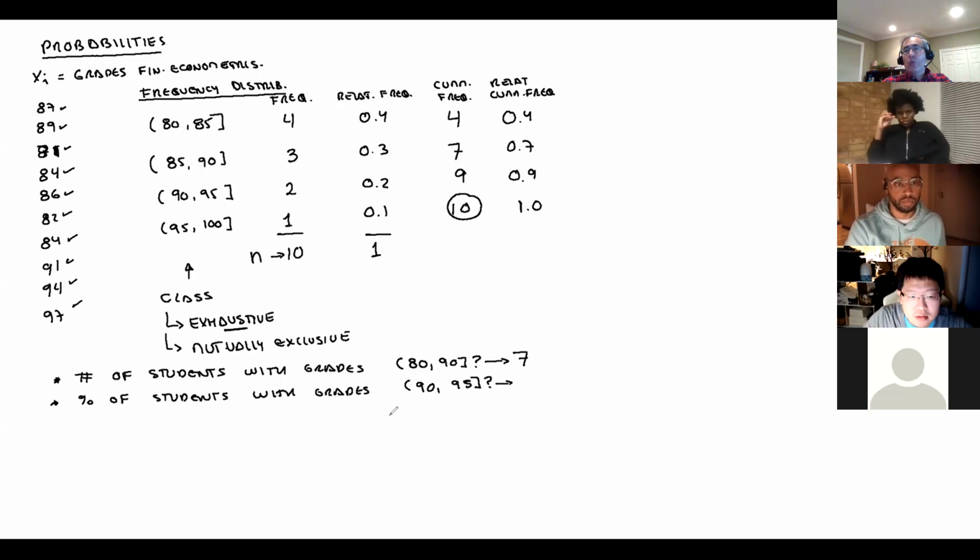Now, when we talk about numbers, always frequency and cumulative frequencies. When we talk about percentages, it's always relative frequencies or relative cumulative frequencies. Got it? So now, what is the percentage of students with grades between 90 and 95? Someone. Is it 20%? 20%. Between 90 and 95, 20%. Etc. So you can have tons of questions like that. Questions, guys?